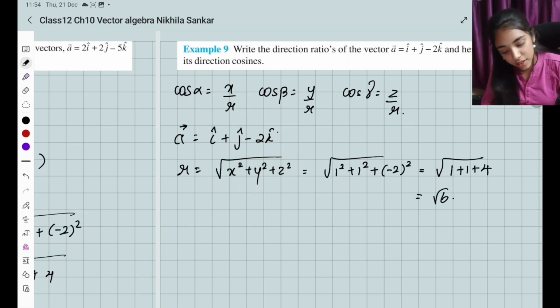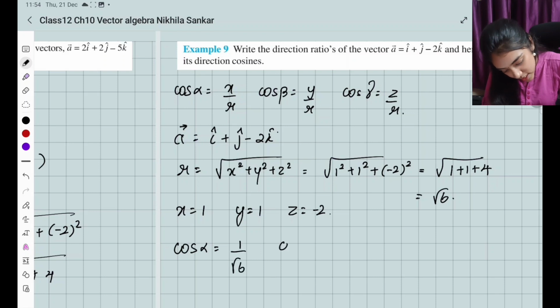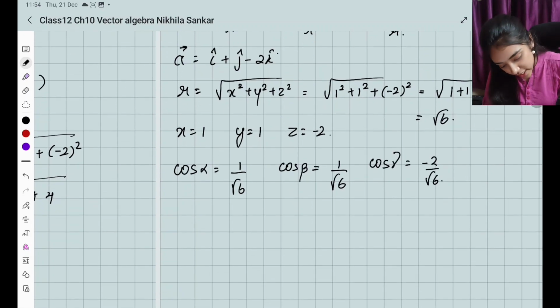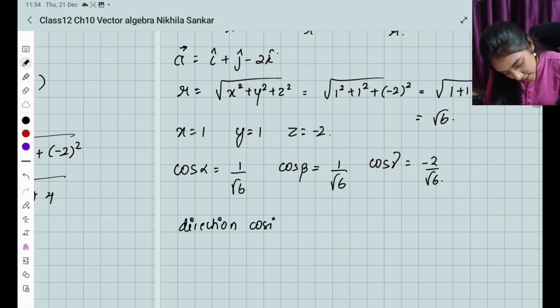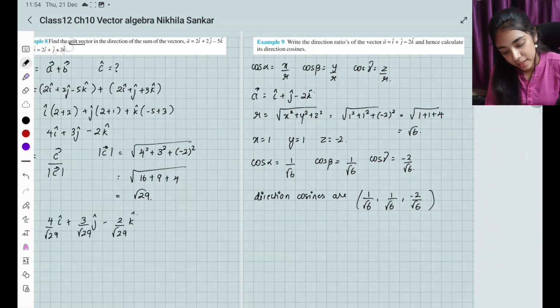இப்போ r ஓட வேல்யூ என்னன்னு கண்டுபிடிச்சாச்சு. x ஓட வேல்யூ 1, y ஓட வேல்யூ 1, z ஓட வேல்யூ minus 2. So I have cos alpha equals 1 by root 6, cos beta equals 1 by root 6, and cos gamma is going to be minus 2 divided by root 6. So the direction cosines, final answer எப்படி எழுதணும்? Direction cosines are 1 by root 6, 1 by root 6, minus 2 divided by root 6. Okay, please copy.